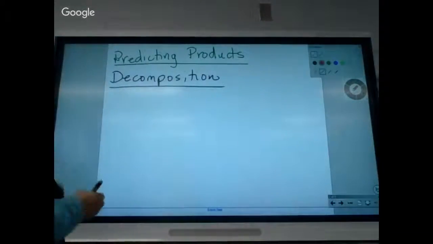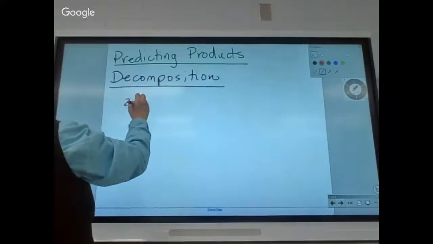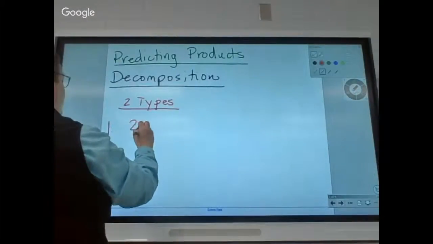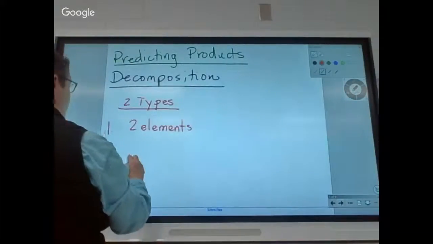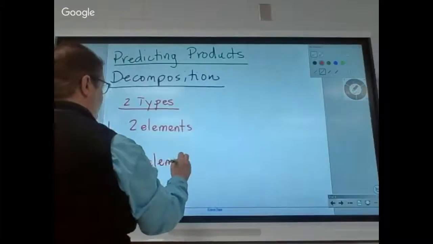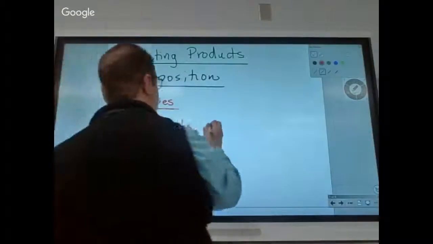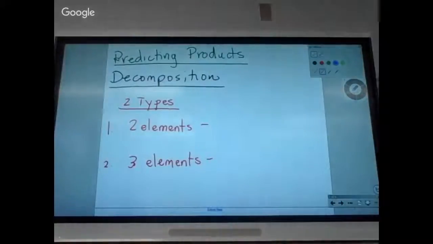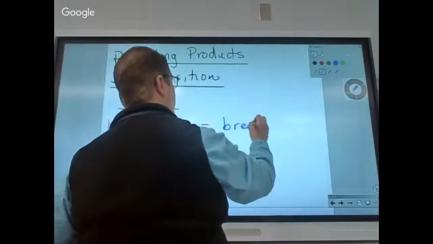All right, now, we're going to have 2 types. The kind that has 2 elements and the type that has 3 elements. Now, the type that has 2 elements are the types that I don't think you need the reference table for. You can look it up on the reference table all day long, but I don't think you need it. If you have 2 elements, you just break it apart.